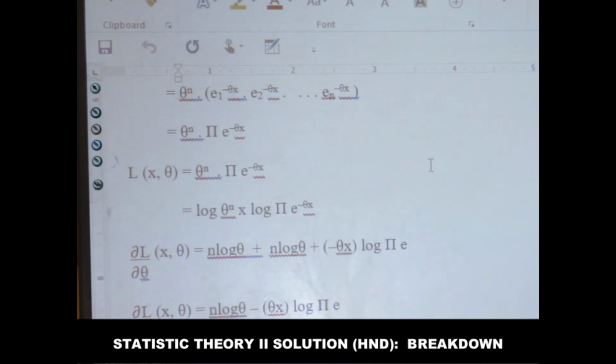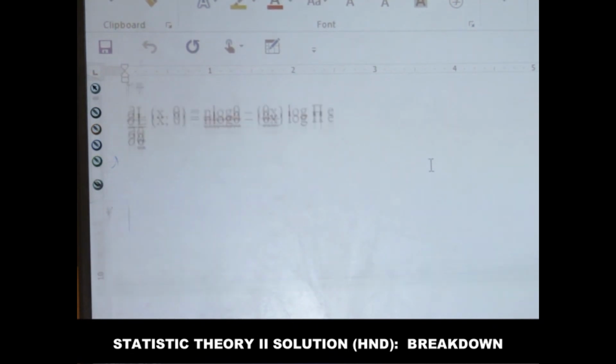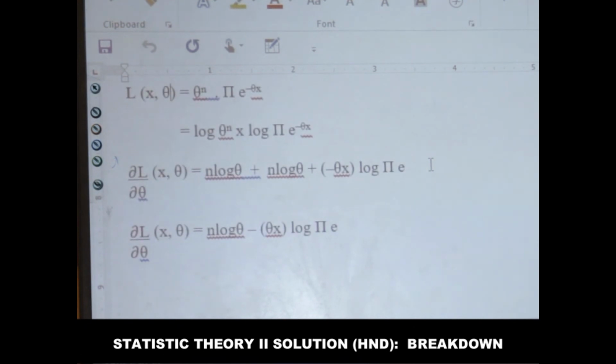So we are looking for the likelihood function. Like I said earlier on, the likelihood function L of x in bracket theta equals theta raised to power n dot sigma e raised to power minus theta x. Now introduce your log. You have log theta raised to power n times log sigma e raised to power minus theta x. Now let's look for the maximum likelihood estimator.